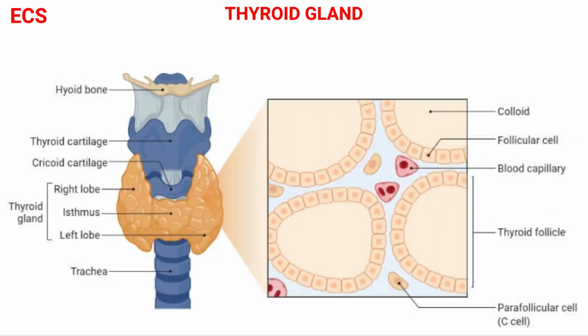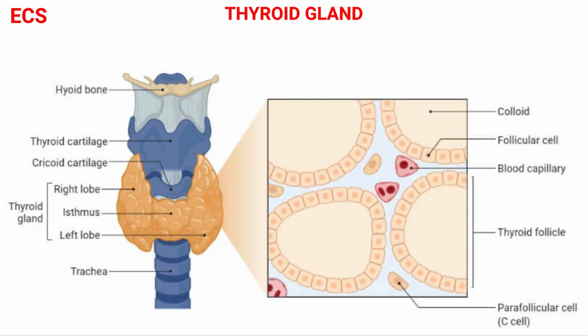Next, we will cover the thyroid gland. The thyroid gland is located just below the larynx on either side and in front of the trachea. The thyroid gland consists of two large lobes that are connected by a broad structure called the isthmus, forming a butterfly shape, and is covered by a capsule of connective tissue with secretory parts called follicles.